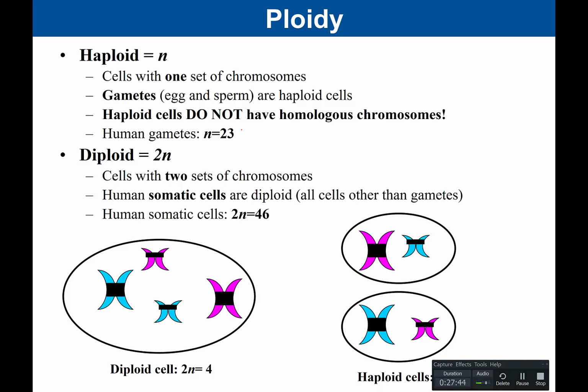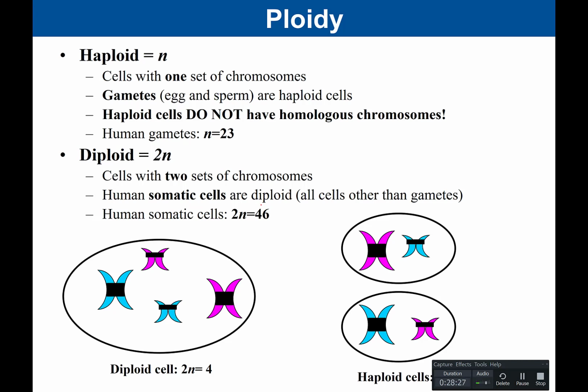Diploid, on the other hand, di means 2. This is a cell with 2 sets of chromosomes, meaning it has its homologous pair. You look for the homologous pair. If you see the homologous pair, it is diploid. Which cells in the body are diploid? Human somatic cells. Remember, all the other cells other than the gametes are going to be diploid. So what we represent this as is human somatic cells. We say 2N because N is equal to the number of haploid chromosomes. So 2N equals 46. So that diploid cell will have 46 chromosomes.